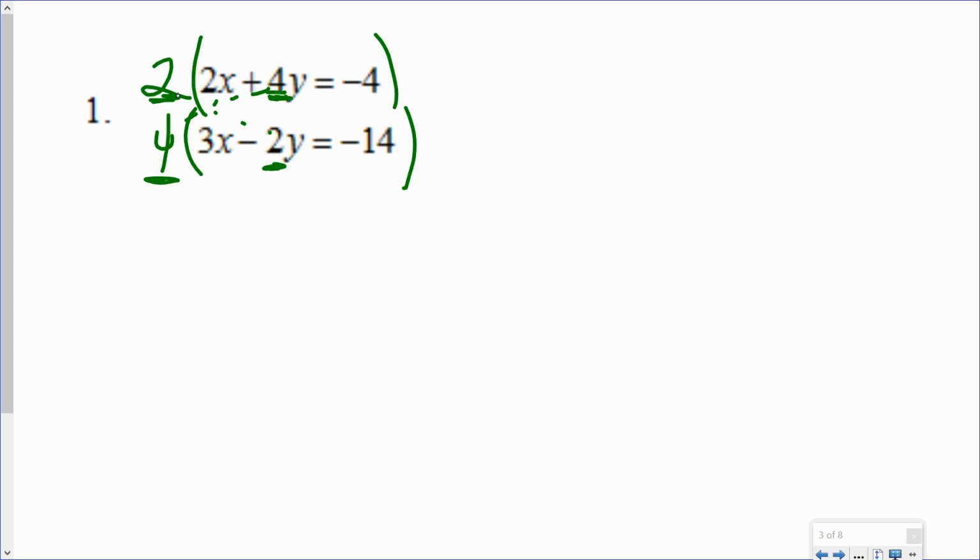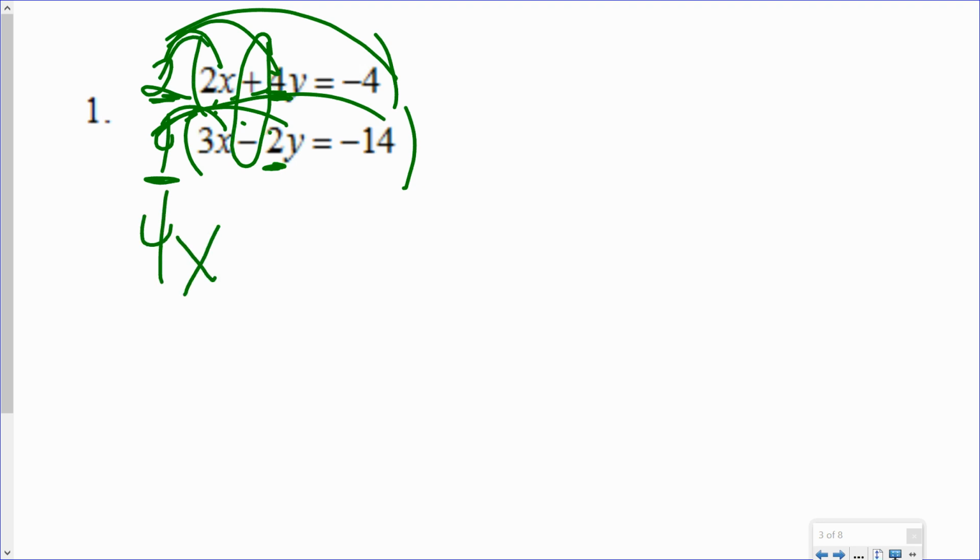Now, in order for things to cancel out, they need to be opposite signs. So right now, are the signs of the y's the same or different? They're different. Is that good or bad? That's good, because things will cancel if their signs are different. So because the signs are different, I'm going to keep everything positive on the outside. Now I'm going to multiply everything through, including the right-hand side. A very common mistake is for students to forget about the right-hand side.